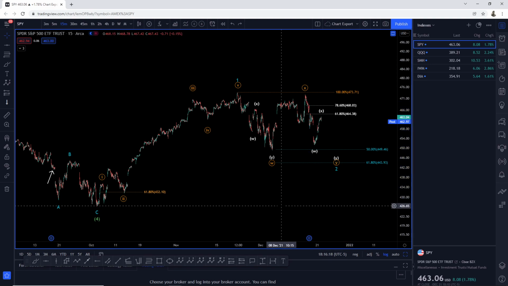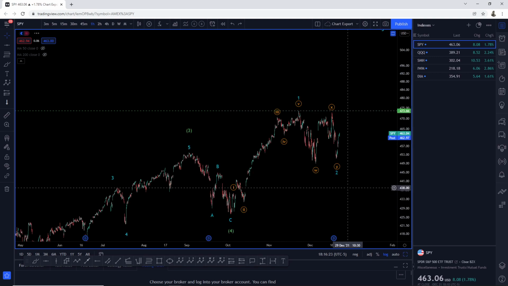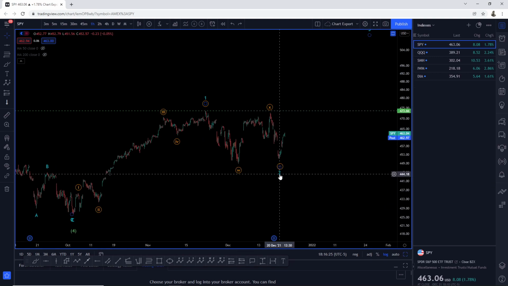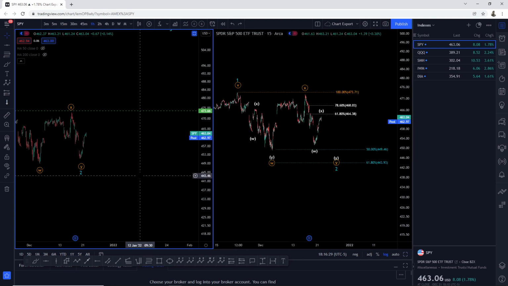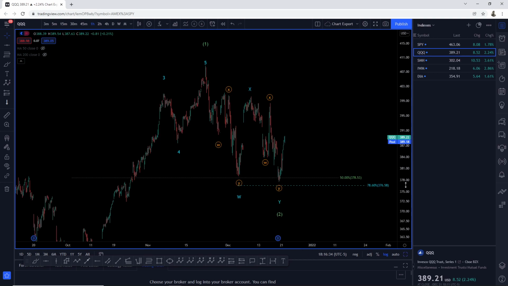Now, let's take a quick look at our bullish count in the SPY. The SPY here is suggesting that the wave 2 has completed. Actually, it's a little bit more clear on our triple Qs chart. Let's take a look at the triple Qs, and then let's dive into the SPY thereafter.